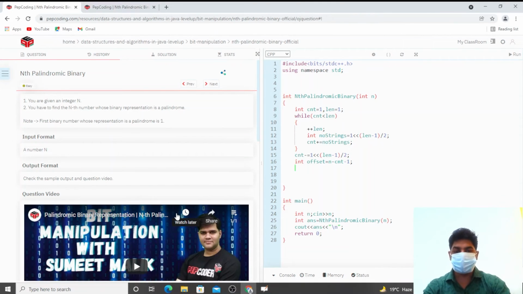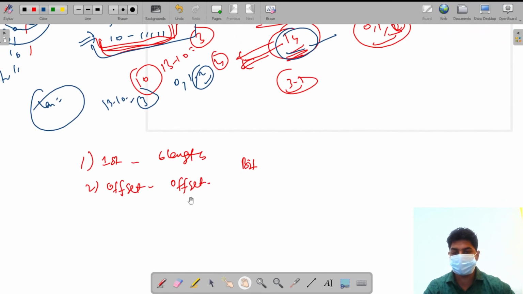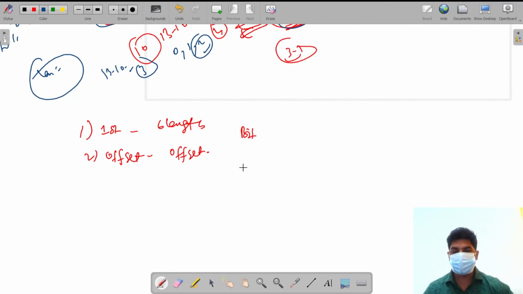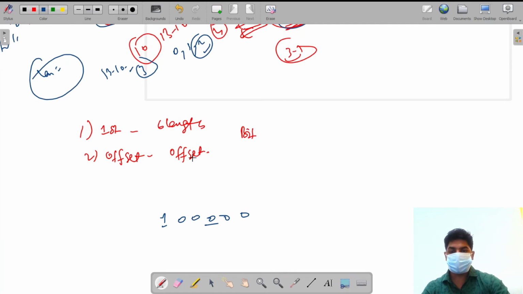Okay, now we know what length our answer is. So let's make a variable answer. We know that our answer lies in the range of 6, so we will make a variable of length 6, something like this. We can make 1 followed by 5 zeros: 1, 2, 3, 4, 5. We make something like this. So 1 left shift of length minus 1. After that, we know that we have the offset, which decides what the positions over here should be.